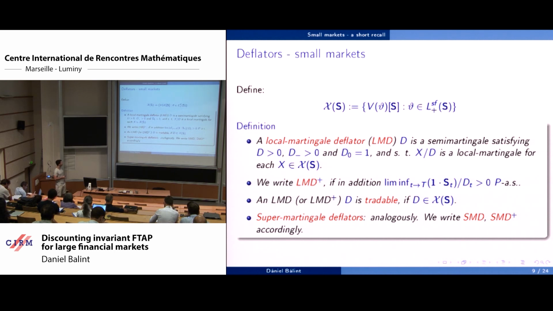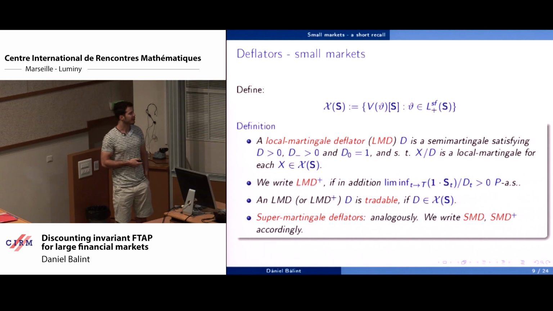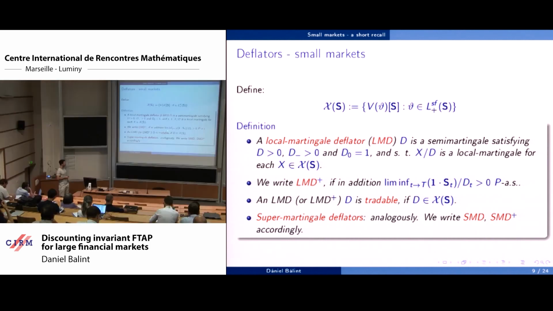Then we call a local martingale deflator LMD plus if it in addition satisfies this limit condition. So this is basically that it doesn't make the whole market capitalization disappear. And finally, we call a local martingale deflator tradable if there is a strategy which has a value process which is this deflator. So quite simple. Okay, and we could do the same, of course, for supermartingale instead of local martingale, quite analogously. And then accordingly we write SMD, SMD plus, and tradable SMD.